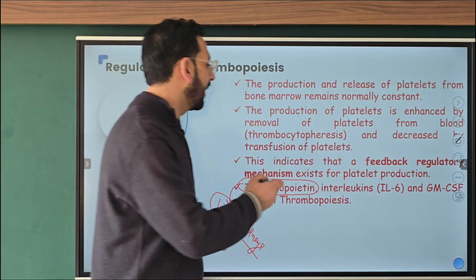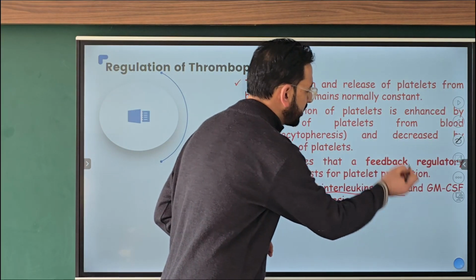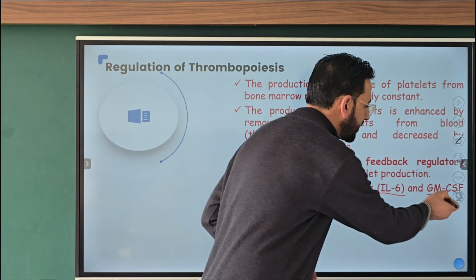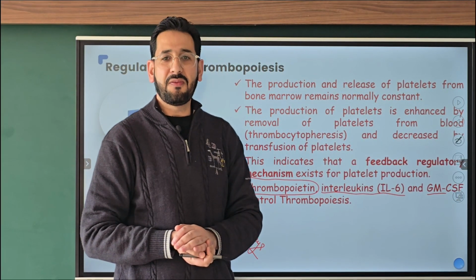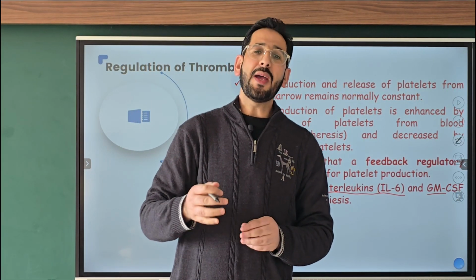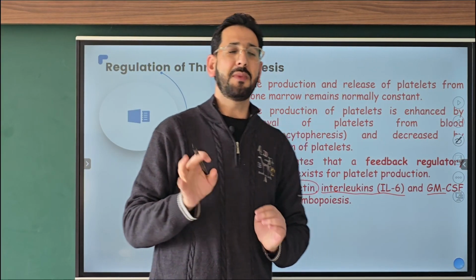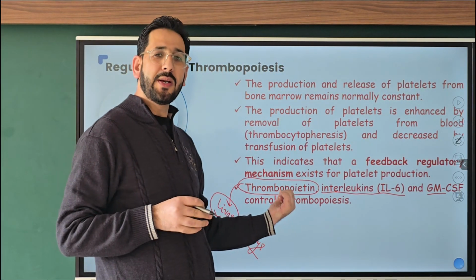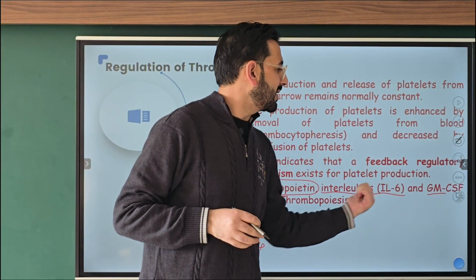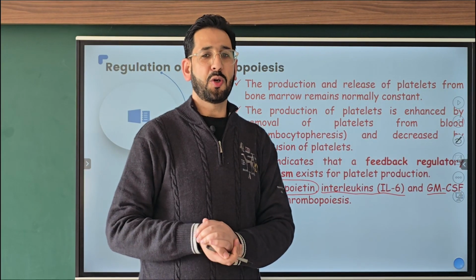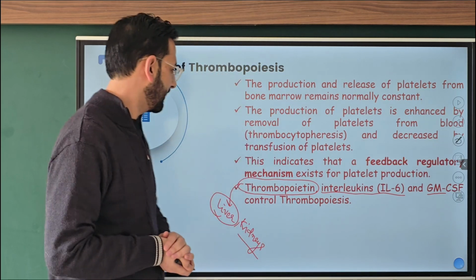The other things are interleukins, most importantly interleukin 6, and there is another one, granulocyte monocyte colony stimulating factor. But these do not have a major role in the formation of platelets. The major role is played by thrombopoietin, but they definitely assist thrombopoietin, or help us in the formation of platelets, that is thrombopoiesis.